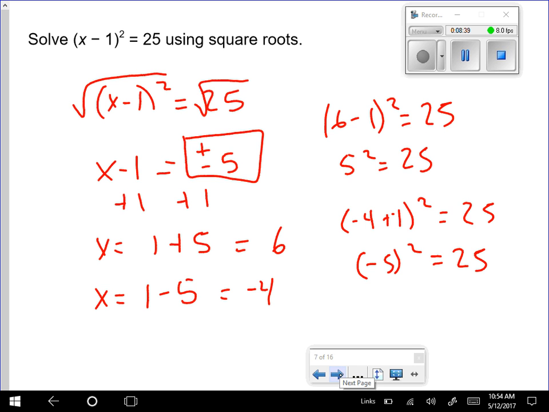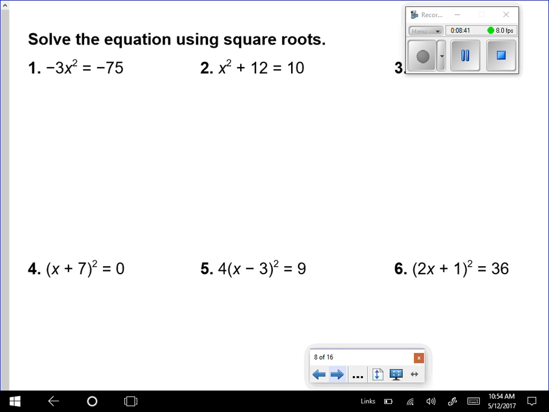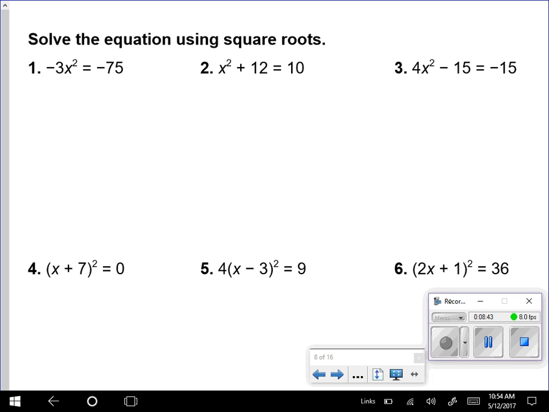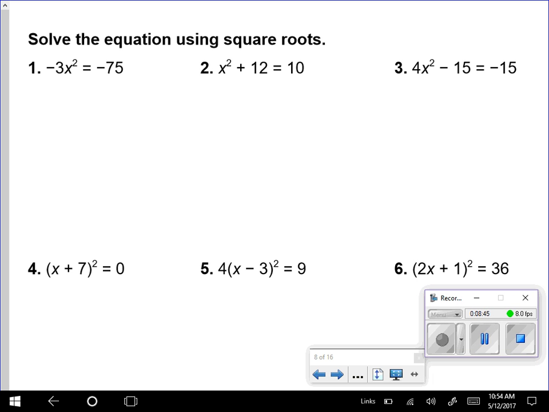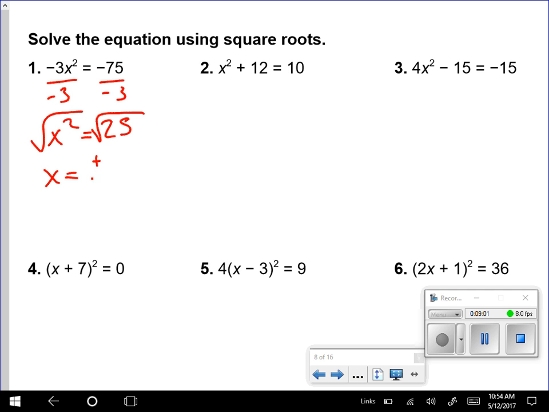All right, we have some more examples. There's plenty of examples on this slide. We probably won't do them all. So number one, we want to get x squared by itself. I'm going to divide by negative 3. So I have x squared equals 25. Now I'm going to take the square root. So I have x equals plus or minus 5.